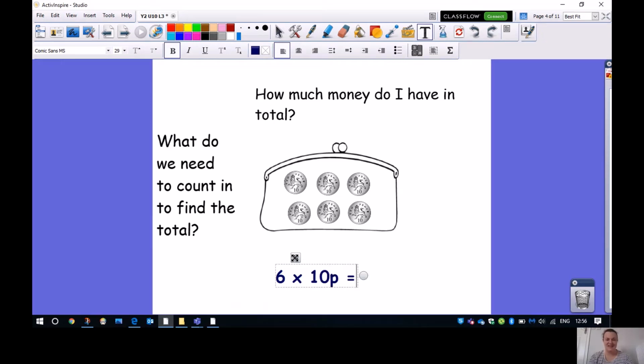Let's find out what's the answer. 10, 20, 30, 40, 50, 60, 70. Oh dear, that's not right, is it? I didn't need 7 groups. Let's start again. You need to be really careful that I stop on number 6. 10, 20, 30, 40, 50, 60. So the answer is 60 pence. So the total, the amount altogether, the total is 60 pence.